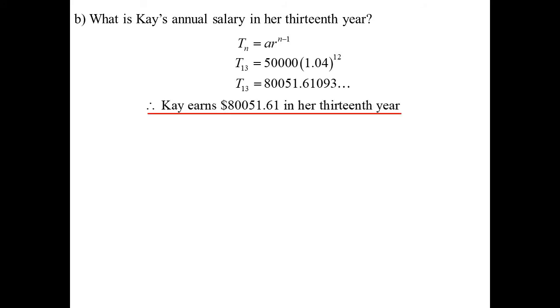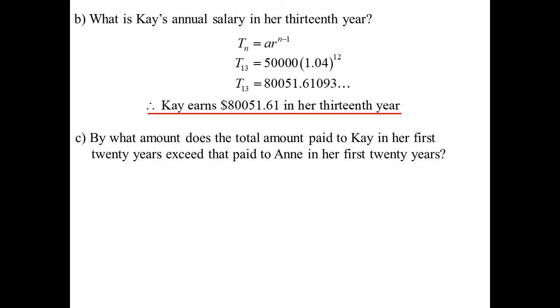Well, what about Kay? Did she do better? Geometric. Sub in. Oh, just. After 13 years, she's $51 ahead. So $80,051.61. So by what amount does the total amount paid to Kay in the first 20 years exceed Anne's one?